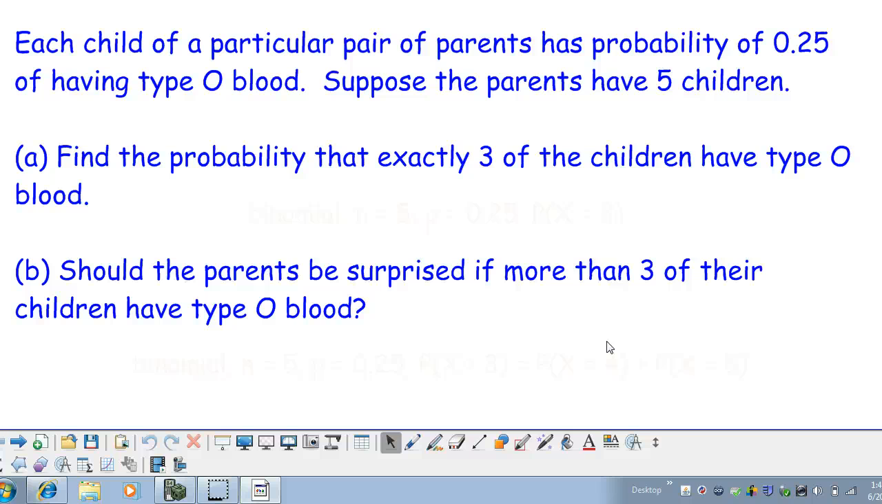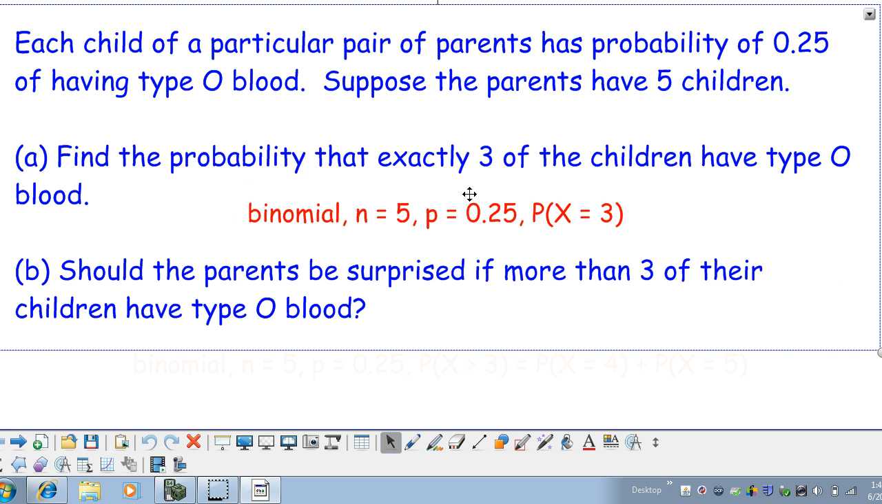Let's see how the TI-83 or TI-84 calculator can help us with this particular probability problem. Here we have each child of a particular pair of parents having a probability of 0.25 of having type O blood. Suppose the parents have 5 children. Our first question is to find the probability that exactly 3 of the children have type O blood.